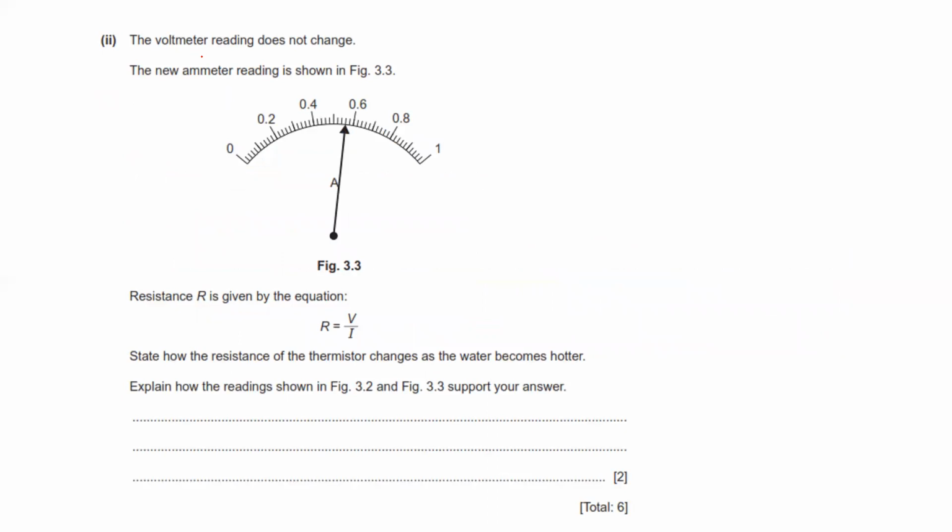Then part 2, it says the voltmeter reading doesn't change. So the voltmeter reading, remember, was 1.6 volts. The new ammeter reading, I can call it I dash, is 0.56 ampere. And remember the previous ammeter reading was 0.34 amperes. This one was the previous reading, and this is the new reading.